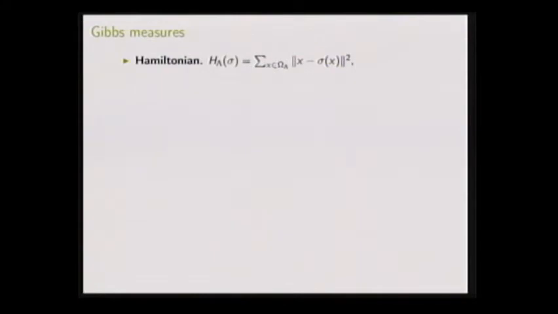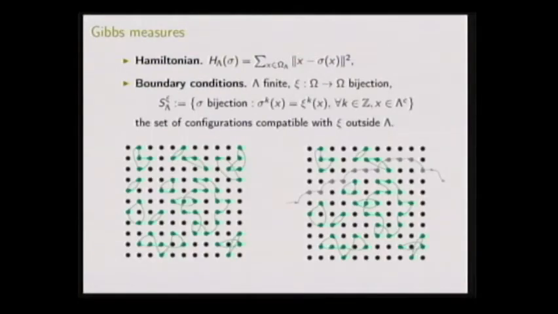Now, in order to state our result, we need a little bit of formalism. So let me remind you about Gibbs measures. You have a Hamiltonian. For us, it's this. It's the sum of the square displacements. Then we have to consider some boundary conditions. And the boundary conditions here, just look at the box, then forget about the math.